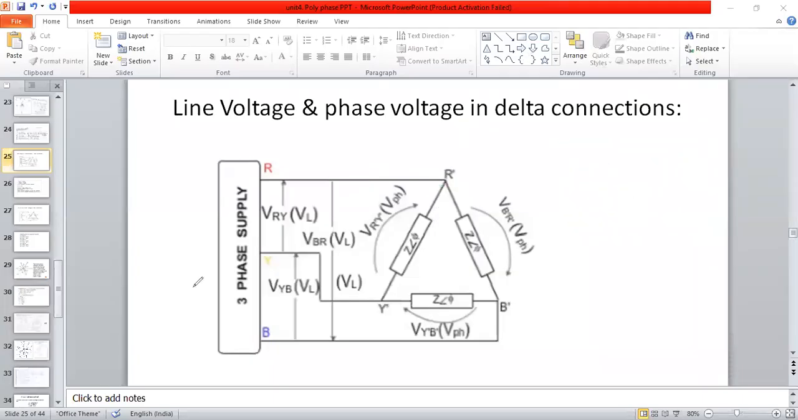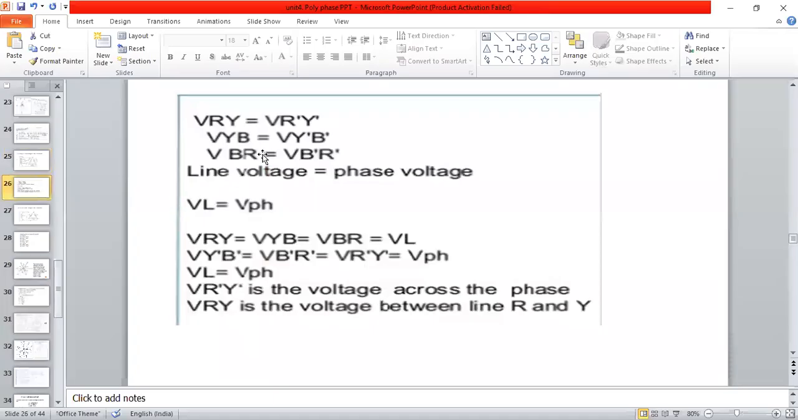Before starting the current, the voltages we have discussed, that point I will tell with the equations. See here, VRY equal to VR dash Y dash, VYB equal to VY dash B dash, VBR equal to VB dash R dash. These are the line voltages, equal to VR dash Y dash, VY dash B dash, VB dash R dash, which are the phase voltages. So for the delta connection, we can say the line voltage equal to phase voltage, that is VL equal to VPH. Can we write like this?